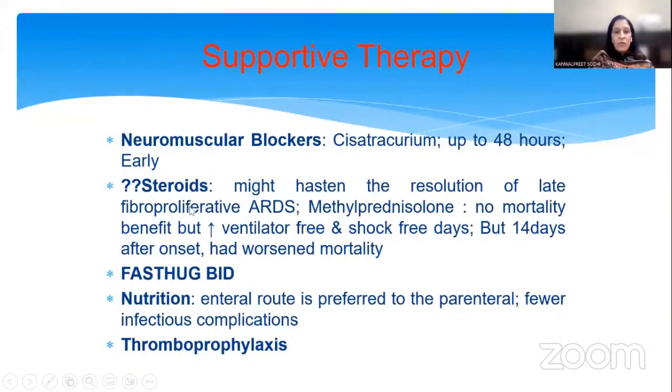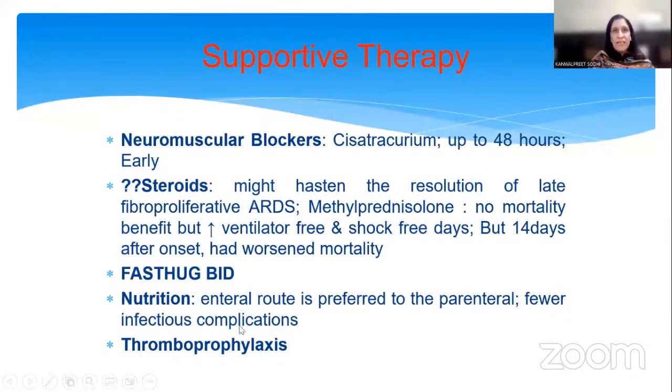Steroids might hasten the resolution of late fibroproliferative ARDS, but with no mortality benefit. Increased ventilator-free and shock-free days have been seen. But beyond 14 days after onset of ARDS, it has clearly shown worsened mortality. FAST HUG BID, as we do for any other critically ill patient.